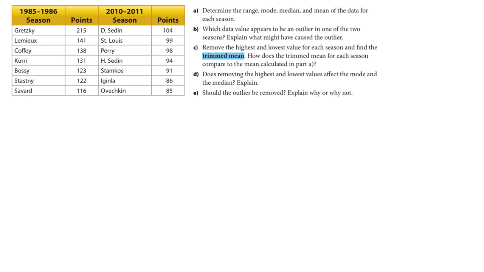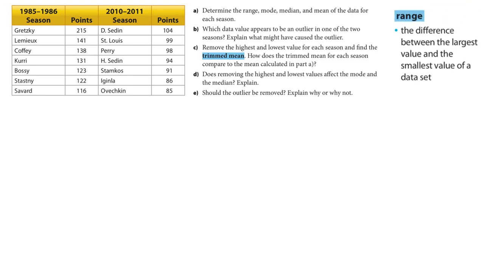So question A wants us to determine the range, the mode, the median, and the mean for each season separately. So range is a new term that we didn't see in the first section. And the range of data is just the difference between the largest value and the smallest value. So let's have a look at this.